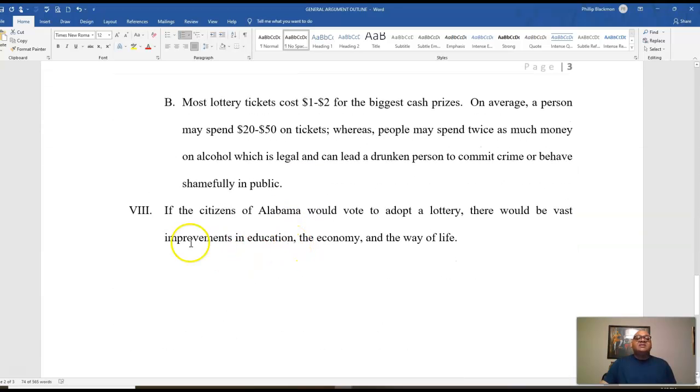Roman numeral number 8 is just the concluding sentence. This is basically a restatement of the thesis statement, and I've added my 3 points that I'm going to discuss. If the citizens of Alabama would vote to adopt the state lottery, there would be vast improvements in education, the economy, and the way of life.